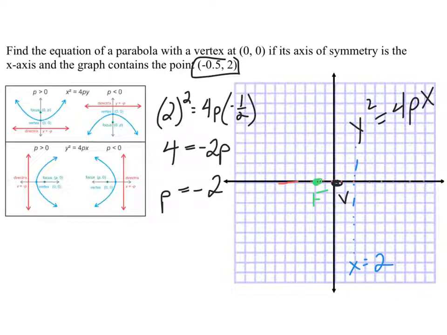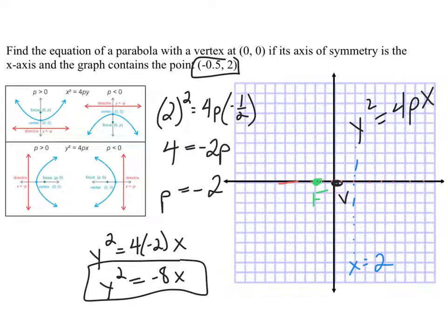So let's go back and write the final equation. I have y squared equals 4 times p times x. There it is.